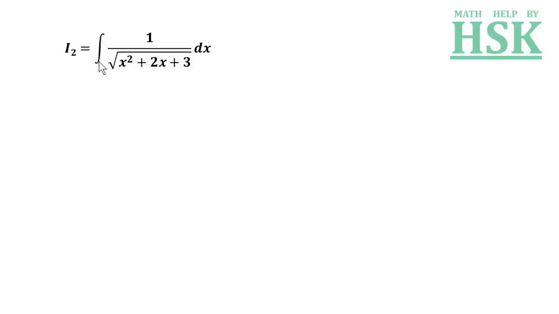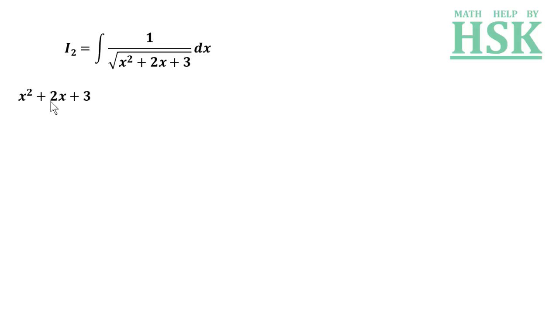To solve the value of I2, the first thing I see here is that the integral is in the form of 1 upon square root of a quadratic expression, x square plus 2x plus 3. So to solve this, I am going to write this quadratic expression as the sum or the difference of a variable term in the form of a square and a constant term in the form of a square. Okay, let us see how we are going to do this.